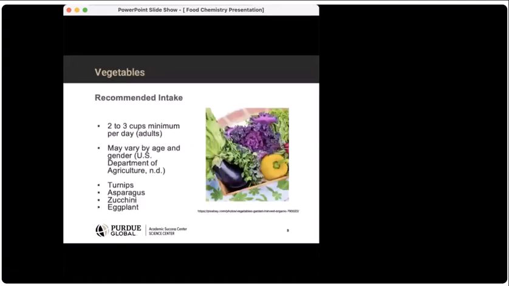So what's the recommended intake of vegetables? It's generally recommended that we get 2 to 3 cups minimum per day for adults. Now, this could vary depending on one's age and gender. A few other beneficial vegetable choices not already mentioned might include turnips, asparagus, zucchini, and eggplants. So make sure you check out the myplate.gov website for more information on the vegetable group.